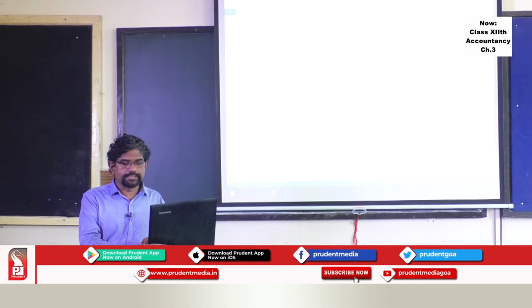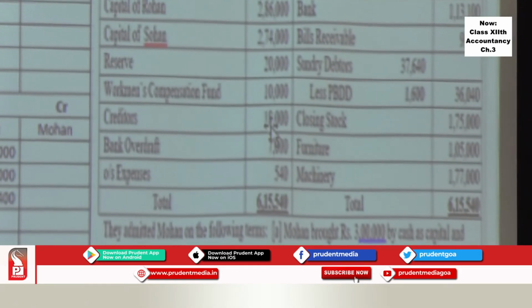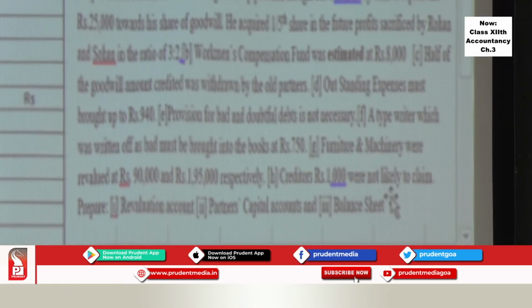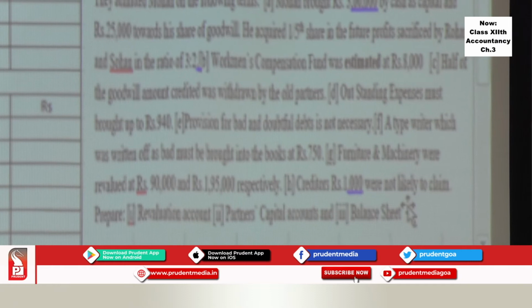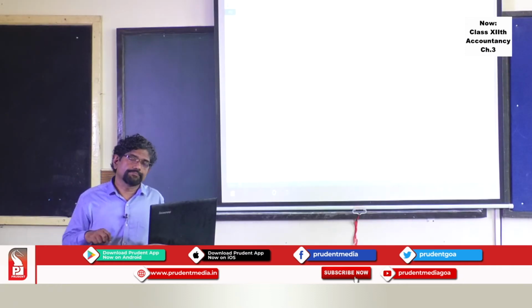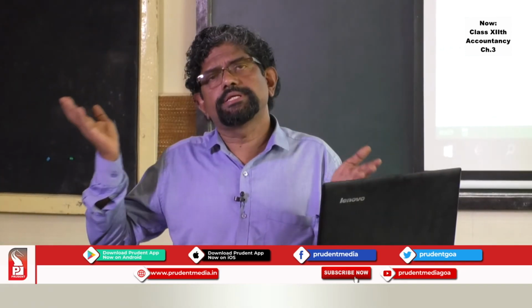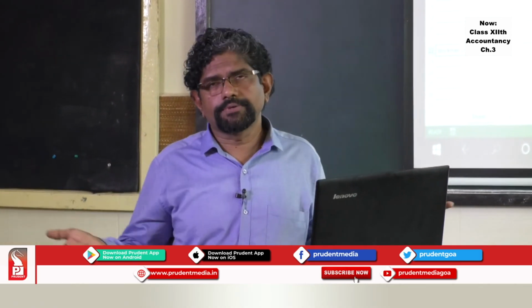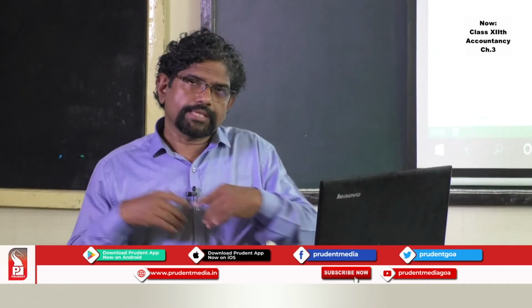Creditors worth rupees 1,000 were not likely to claim. So, we have shown creditors as 18,000. That is our liability, 18,000. But out of this 18,000, 1,000 rupees creditors were not likely to claim. Maybe this may be an amount payable to one creditor who is not traceable for so many years. There is no likelihood of that creditor coming and asking for that amount because so many years, 10 years or 15 years, may have elapsed. Or it could be that a creditor out of his good heart said he is not going to claim the amount from us. So it can be different situations.